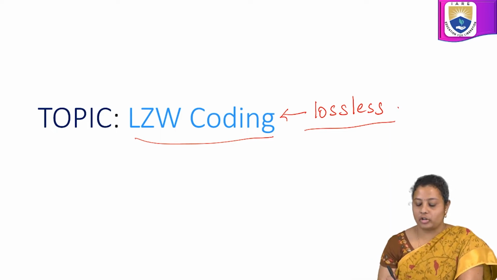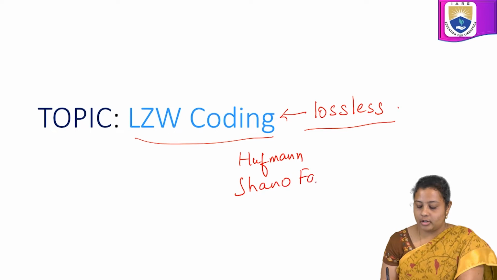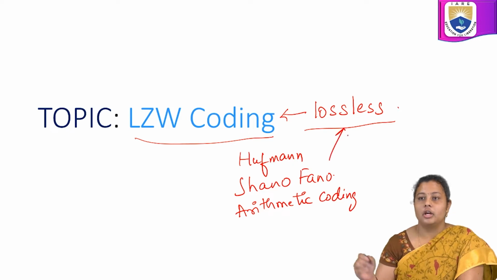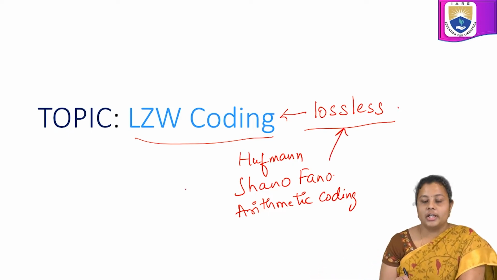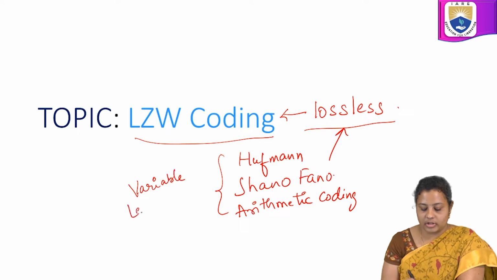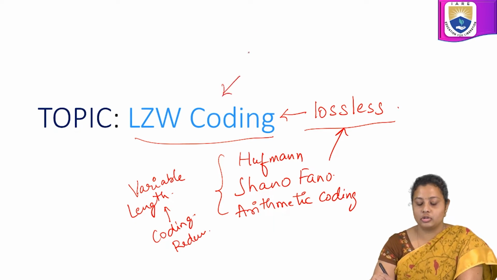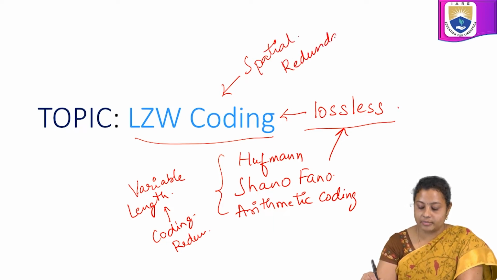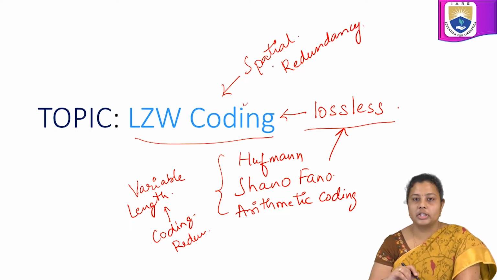In our previous lectures we have talked about Huffman coding, Shannon-Fano coding, right? Then we talked about arithmetic coding, right? So all three are types of lossless coding techniques. But if you observe clearly, these three are variable length coding techniques and they are used for reducing the coding redundancy. Whereas LZW is used for reducing the spatial redundancy. How is this achieved? We will see in this video.